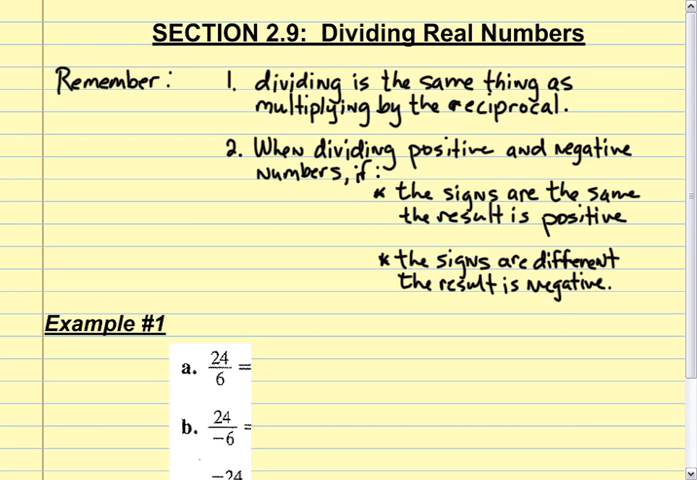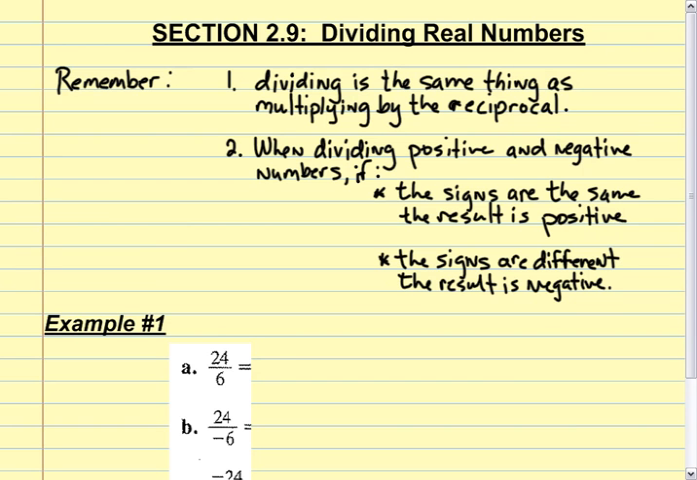When dividing positive and negative numbers, if the signs are the same, the result is positive. So if I have a positive over a positive, my answer is positive. If I have a negative over a negative, my answer is positive. But if the signs are different, then the result is negative. Just to review a bit of that.